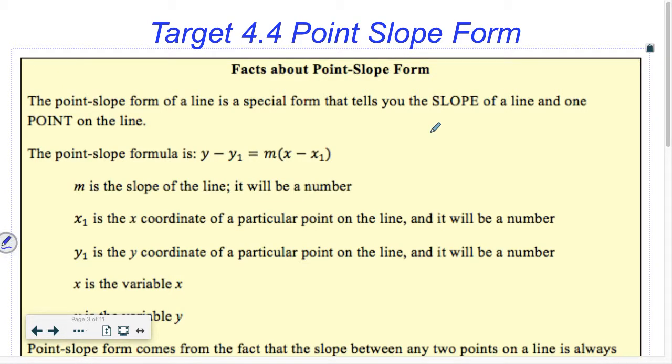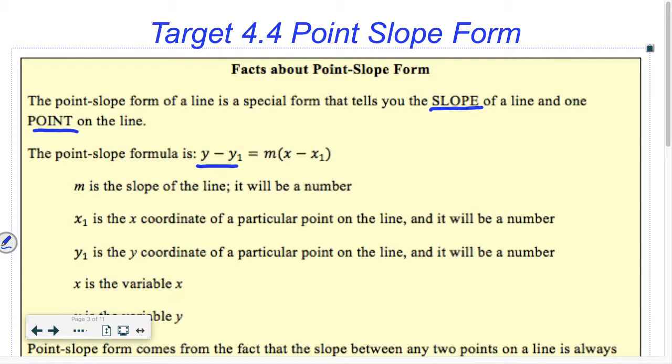Today we're going to be focusing on target 4.4, point slope form. So let's talk about a few facts about point slope form. The point slope form of a line is a special form that tells you the slope of a line and one point on the line. And it has this format.